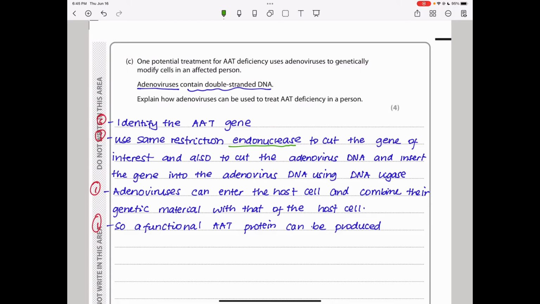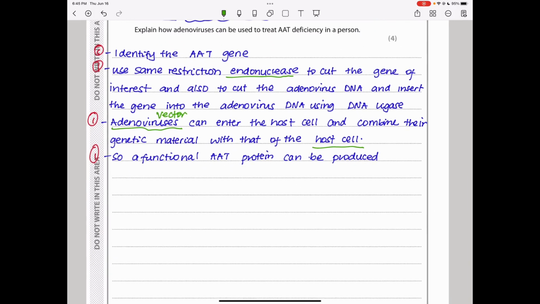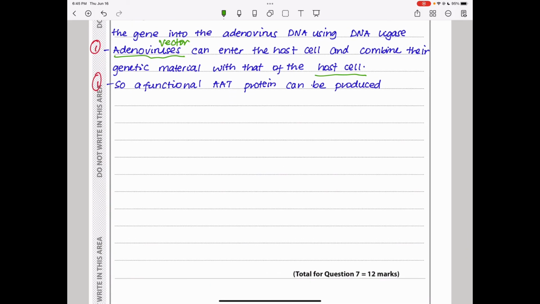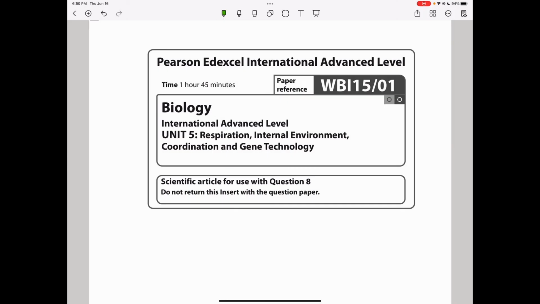Then the adenoviruses can enter the host cell. So basically, this is going to be the vector. A vector delivers the genetic material into the host cell, and this will combine the genetic material with that of the host cell. So in the end, the host cell will be able to produce a functional protein, which will be helpful in overcoming the condition this person is facing. This brings us to the end of question 7, and heading on to the scientific article.